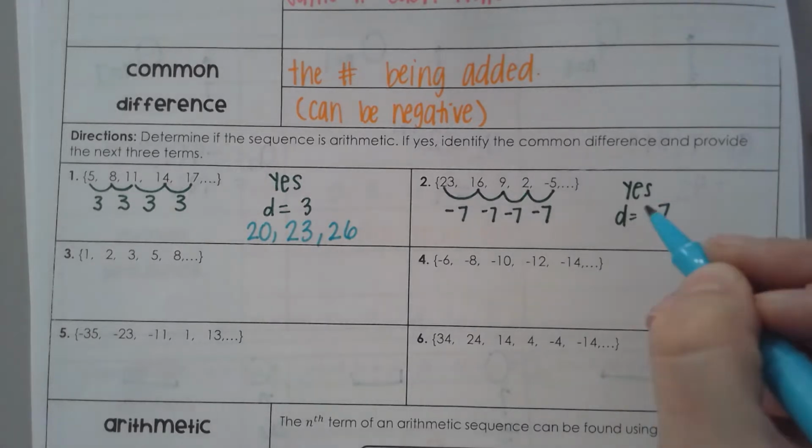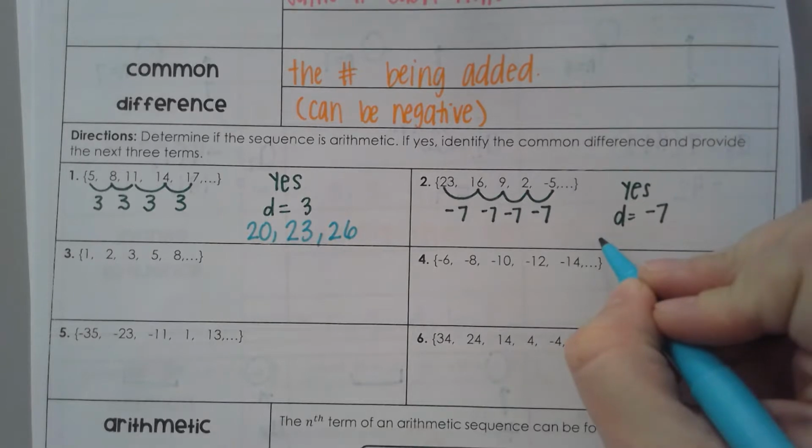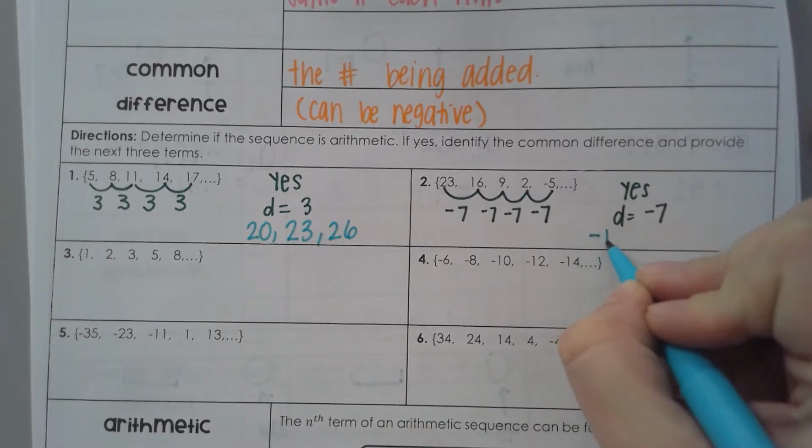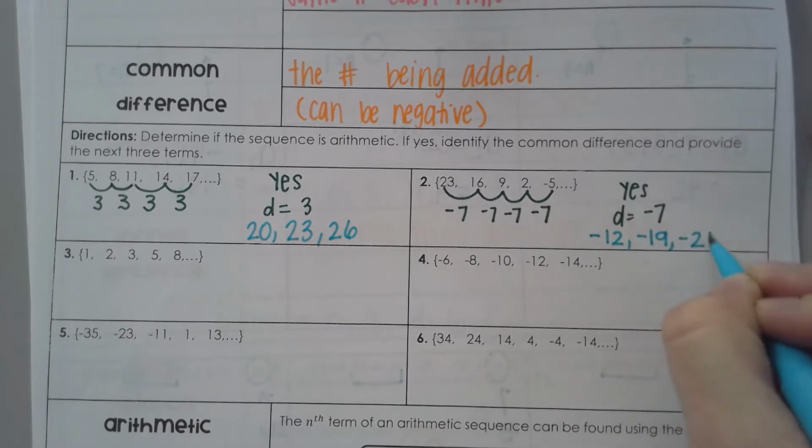Write out the 3 terms. Negative 12, negative 19, negative 26. That is correct.